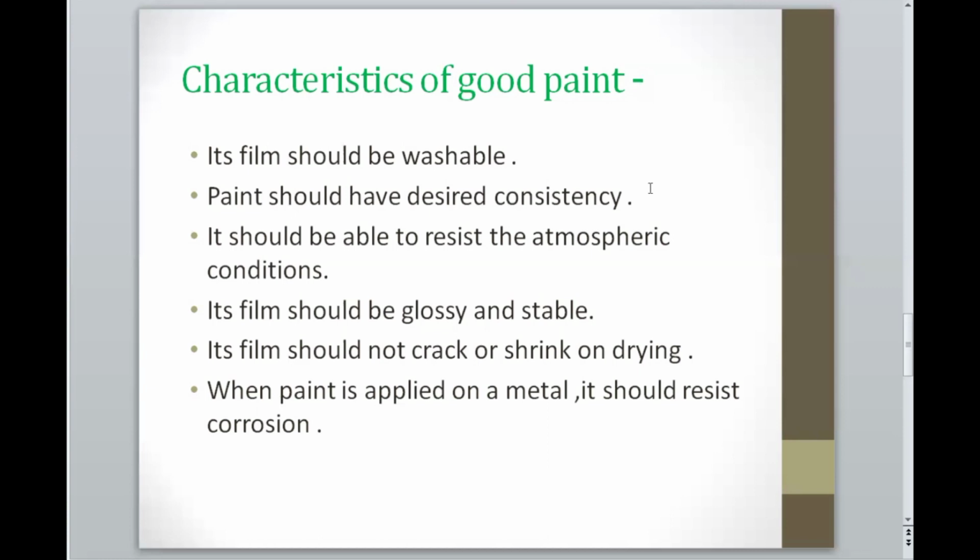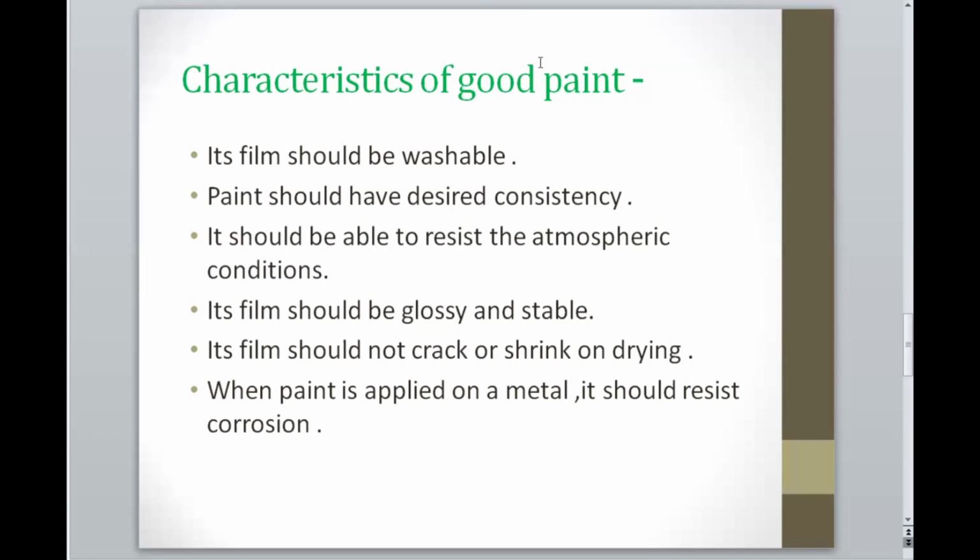So these are the different characteristics of a good paint. First characteristic is its film should be washable. Next, paint should have a desired consistency. Next, it should be able to resist the atmospheric conditions. Next characteristic is its film should be glossy and stable. Next, its film should not crack or shrink on drying. Next characteristic is when paint is applied on metal, it should resist the corrosion effect.